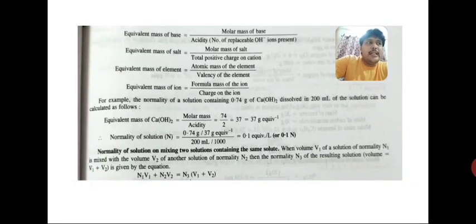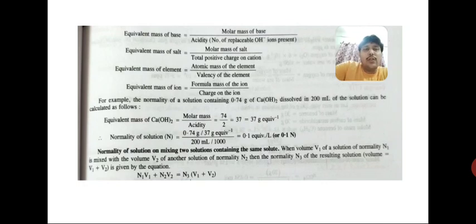Like in HCl, one H is there, in H2SO4, 2 H plus is there, right? So in a base, the number of OH minus is called its acidity. So for example, the equivalent mass of base, that is NaOH, is the molar mass of base, that is 40, 23 plus 16 plus 1, upon acidity, which is 1. Then the equivalent mass of salt is equal to the molar mass of salt upon the total positive charge on cation, or total positive valency also we can say.